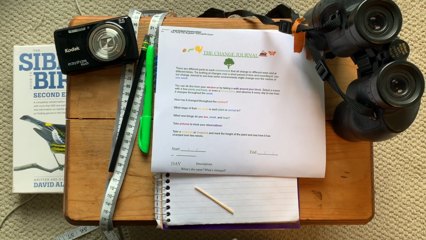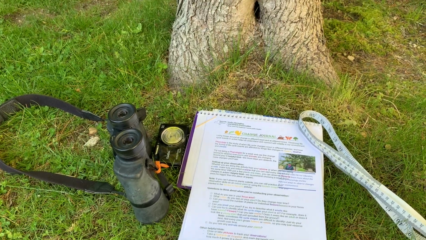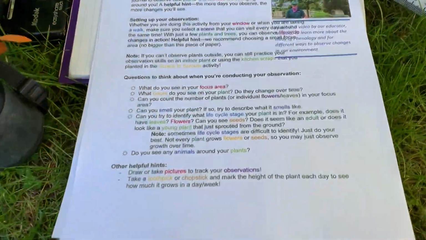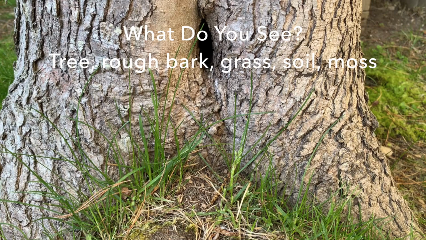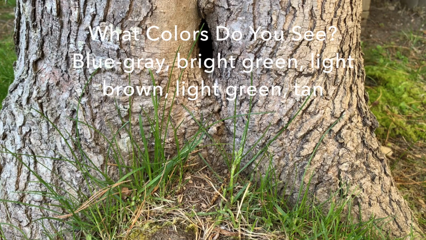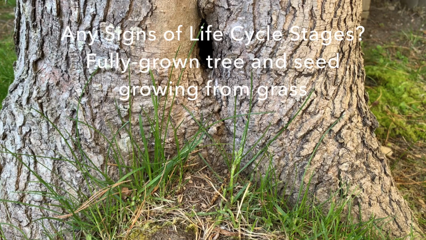In all three methods of observation, it is important to record your findings. Try using our change journal to see how living things can change over time. Ask yourself, what do you see in your focus area? What colors do you see? What do you smell? And can you see any signs of life cycle stages?